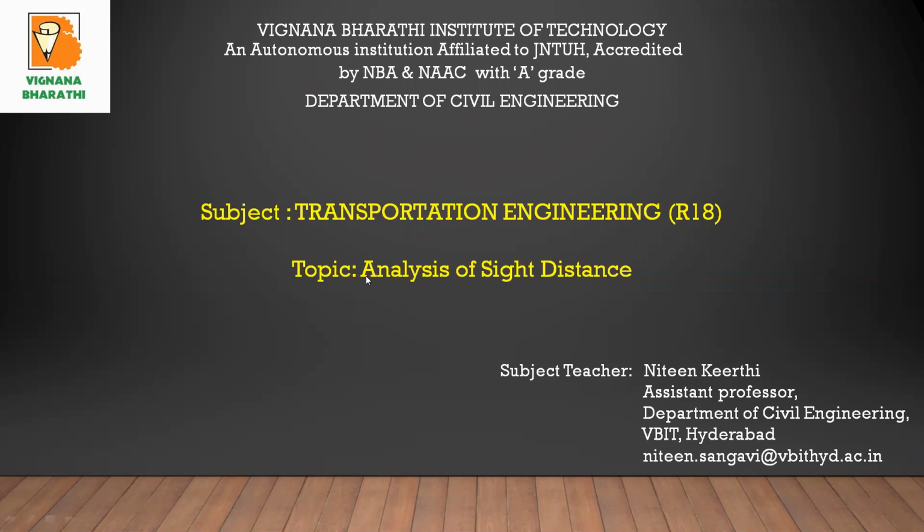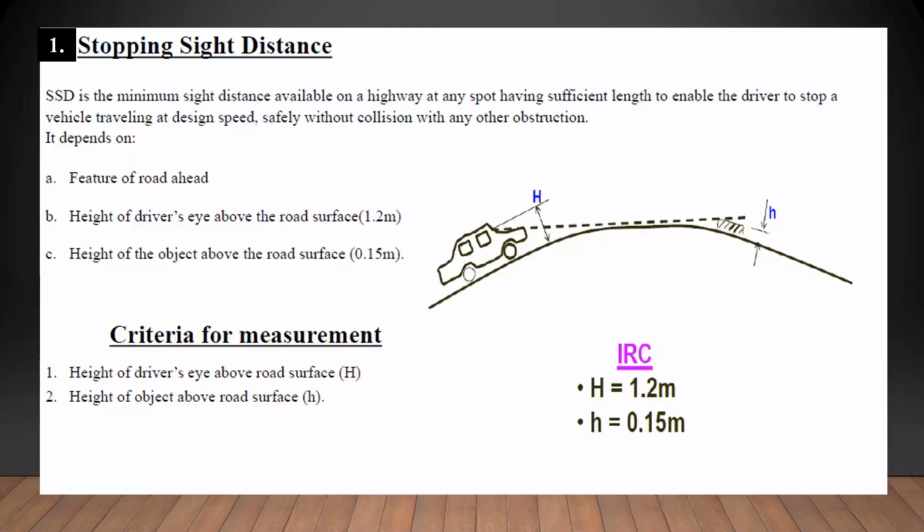Today I'm going to discuss the topic of analysis of sight distance, and in that mainly stopping sight distance. This has all been discussed in the previous class. I will just go through it in a minute, what all it involves. Stopping sight distance is the minimum sight distance.